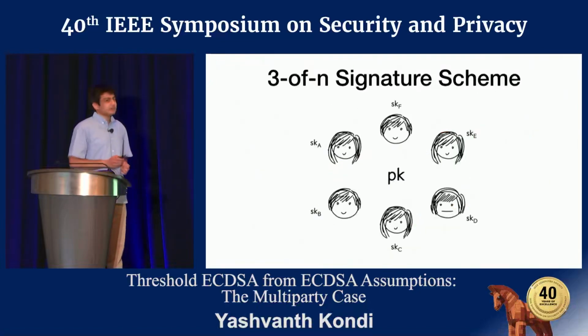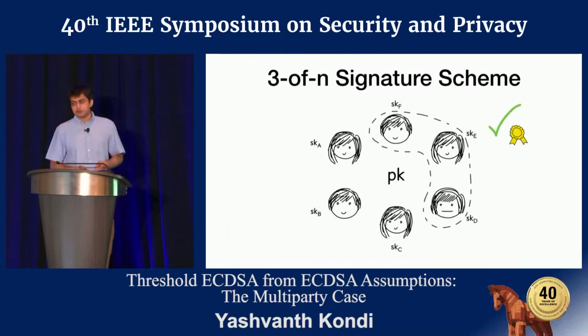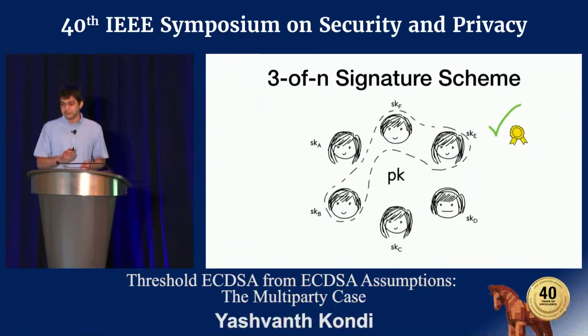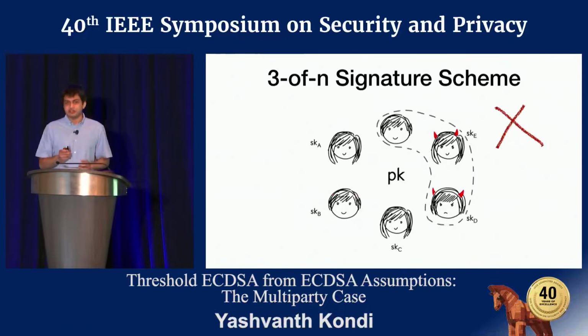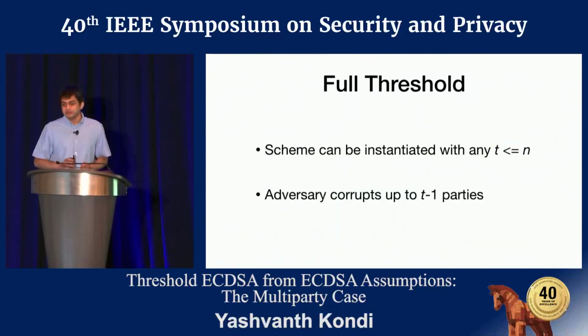So for instance, in a 3-of-n signature scheme, any consortium of 3 parties should be able to produce a signature. And at the same time, no 2 parties should be able to collude to force a third into signing something that they don't want to. Right, so in a full threshold scheme, an adversary can essentially corrupt every party but one.